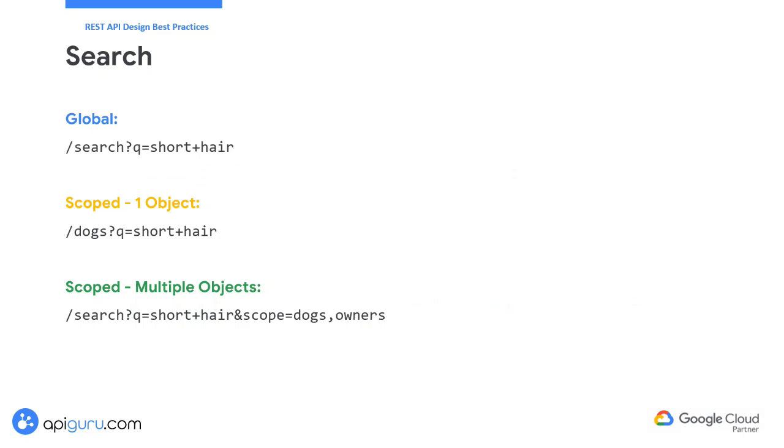We recommend using the verb search for global queries and queries across multiple objects, followed by a question mark and the letter Q as a shorthand for a query. The filter keywords should be separated with a plus sign. For search queries across several objects, it should be possible to specify the scope.